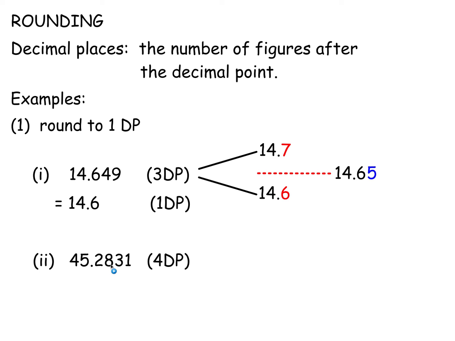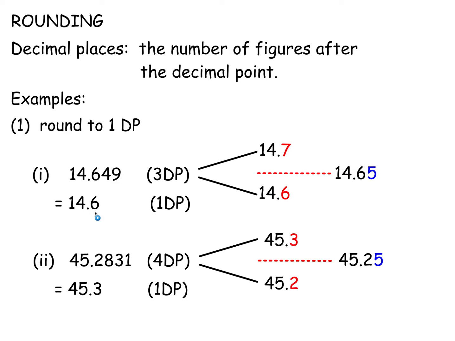So here's 45.2831. To 1 decimal place, it's either 45.2 or 45.3 because it lies between these two. So you either round down to 45.2 or up to 45.3. 45.25 is a halfway position. So the round off position is at 2, the first decimal place. It's followed by an 8. That's more than 5, so you round up. 45.28 would be above the halfway position, nearer to 45.3.